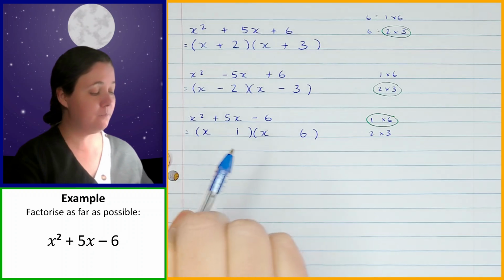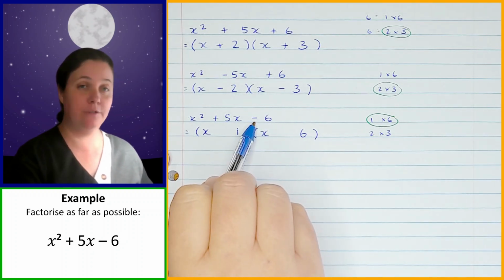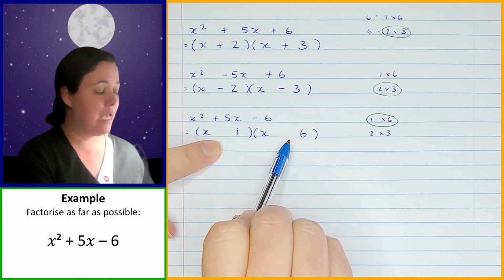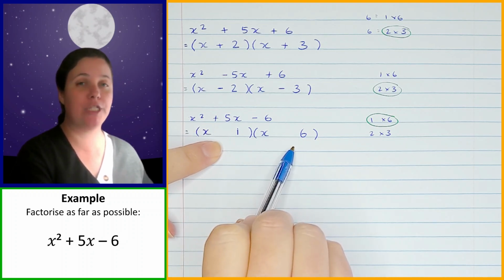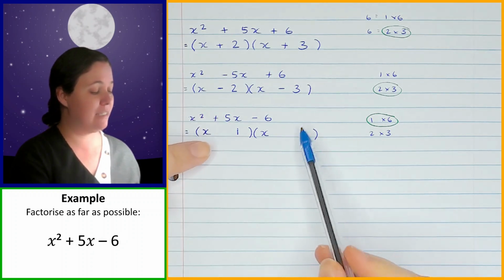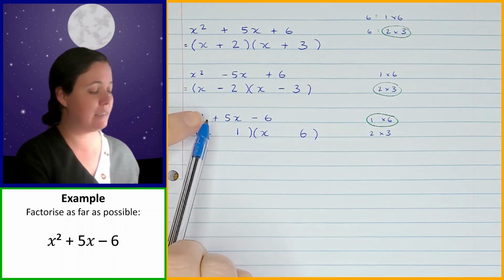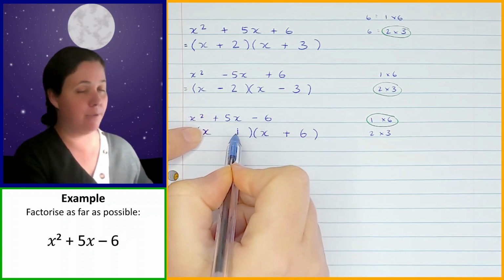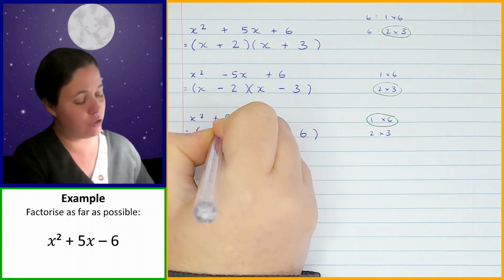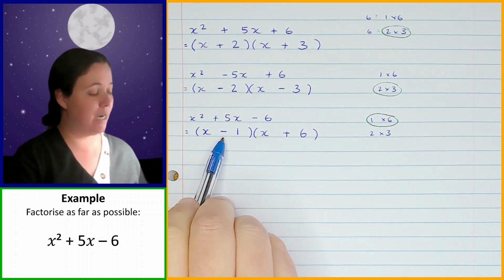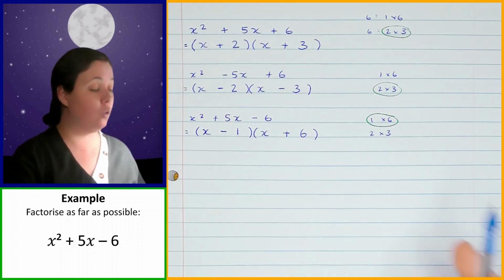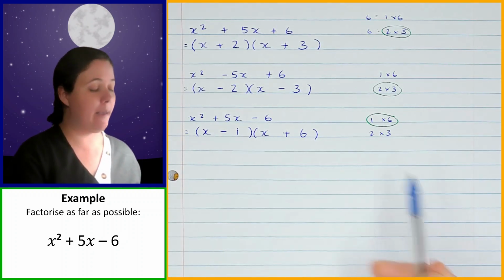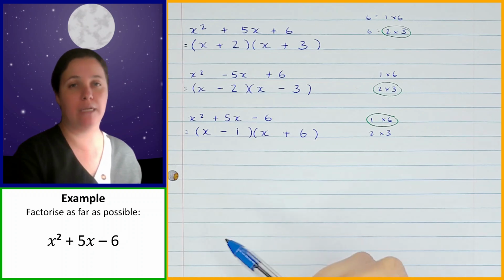Okay, so now, because this is a negative, it means that the two signs are going to be different. One is a plus and one is a minus. The bigger number is going to get the sign of the middle term. So 6 is the bigger number, so it gets the sign of the middle term. So it's going to be positive. And then the other number is going to be the opposite sign, so it's minus. So it's going to be x minus 1 and x plus 6. Or you could have done it the other way around, x plus 6 and x minus 1, as long as the 6 is positive and the 1 is negative.